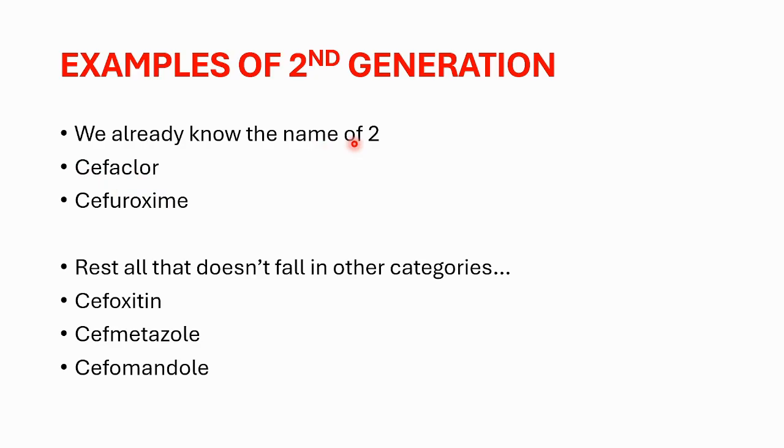Now the rest of the drugs that don't follow the rules for first, third, fourth or fifth generation automatically fall under second generation. So for example, cefoxitin, cefmetazole and cefamandole, for all of these, for first generation they don't have a CEF followed by A, so they cannot be first generation. For third generation they don't end with the suffix IME, ONE or TEN, so they cannot fall under third generation. They don't have PI in them, so they cannot fall under fourth generation, and they don't have ROL in them, so they cannot fall in fifth generation. So they have to fall in second generation. So I hope this makes it clear.